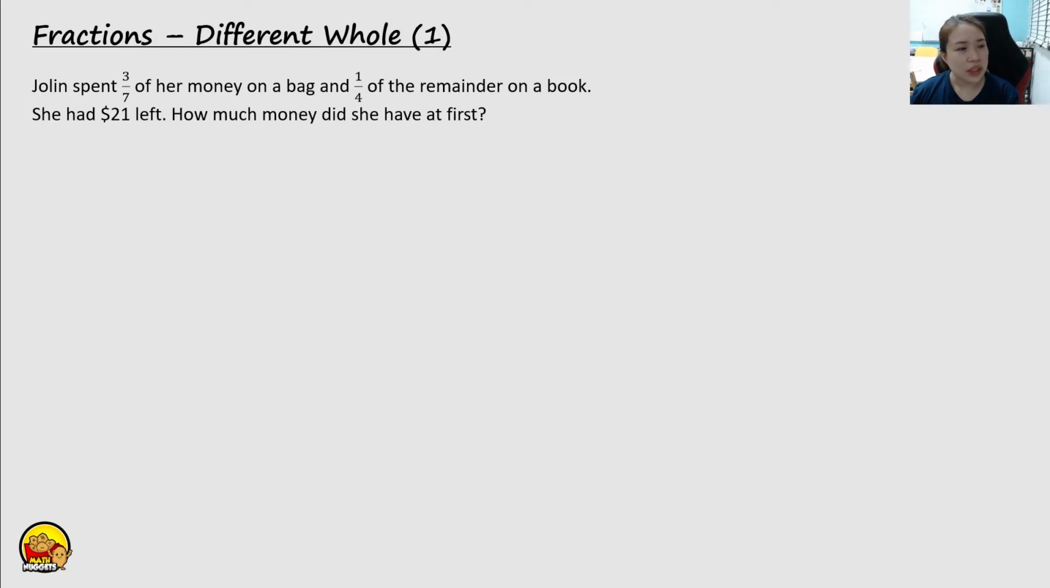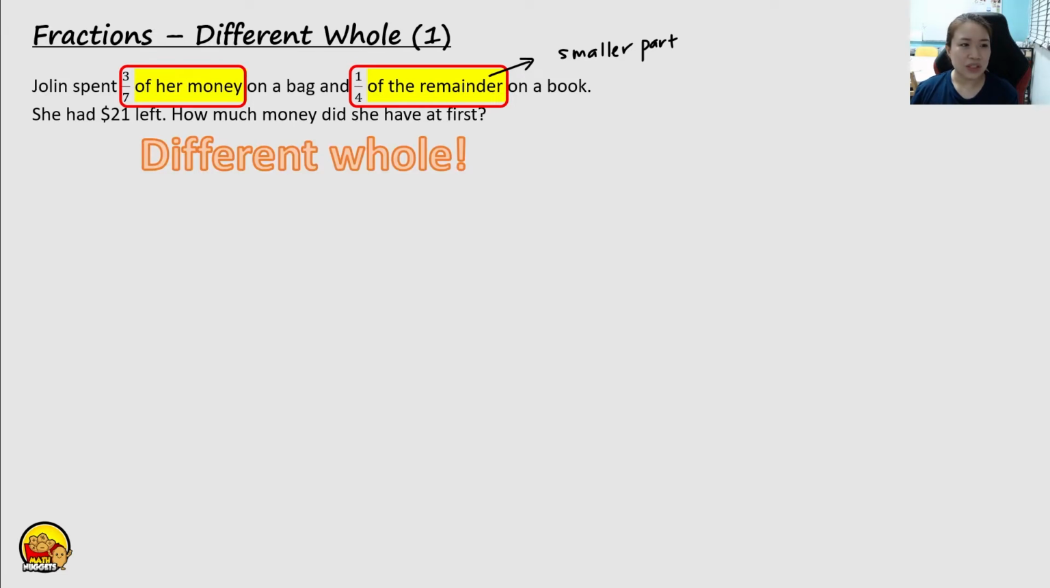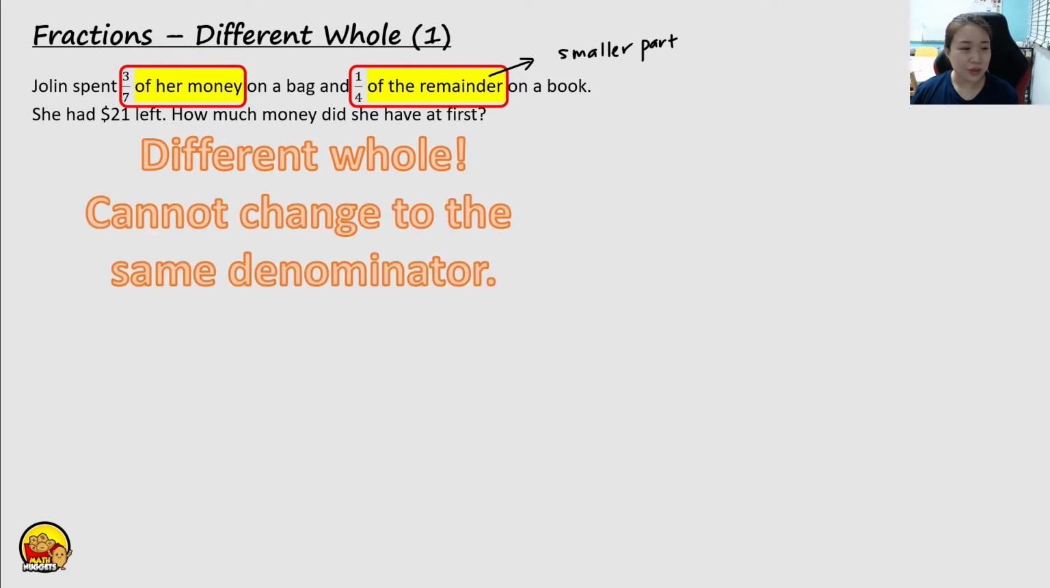So as I mentioned, we need to take a look at the two fractions to see if they are referring to the same whole. Let's check. It says 3/7 of her money and 1/4 of the remainder. Of her money, of the remainder. You can see here, remainder actually means a smaller part, right? So these two fractions are not referring to the same whole. Okay, they are referring to different wholes, which means we cannot change them to the same denominator. Now, if we cannot change them to the same denominator, what should we do?